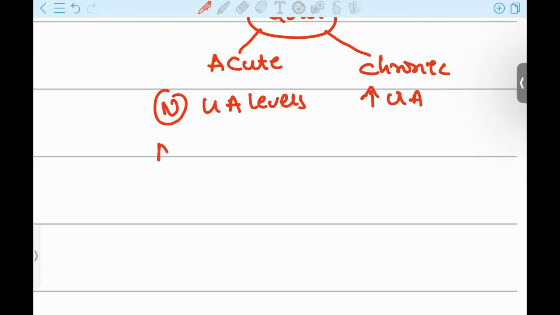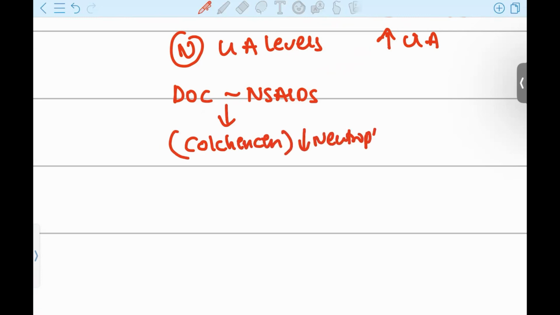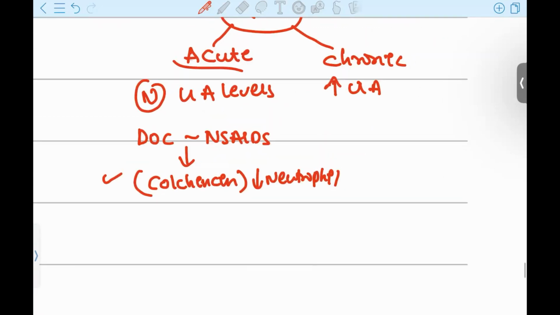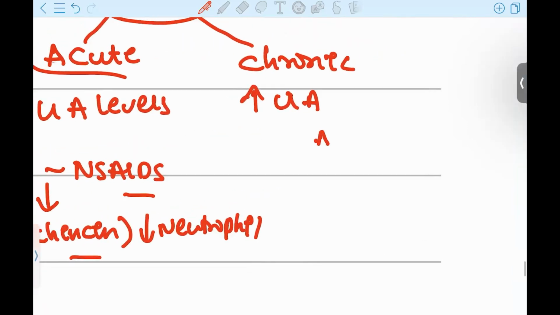So the drug of choice for acute gout: there are NSAIDs that we can give, like your indomethacin can be given for this patient. And another drug: if it still progresses, then you can go for colchicine. Okay, colchicine, why? Because it will decrease the neutrophil action. So inflammation will be decreased in this patient. So the acute gout treatment will be NSAIDs, first drug of choice, and second is colchicine. In chronic gout, we are going to move to allopurinol.